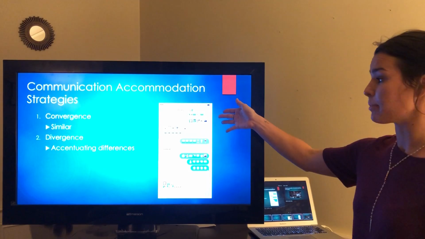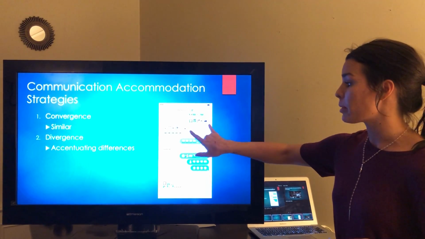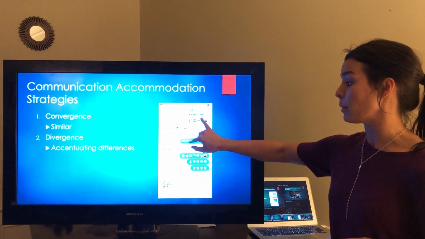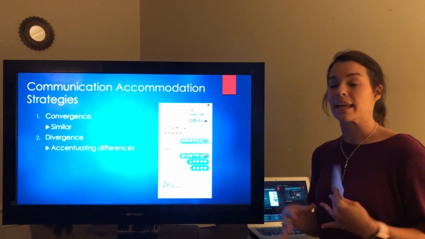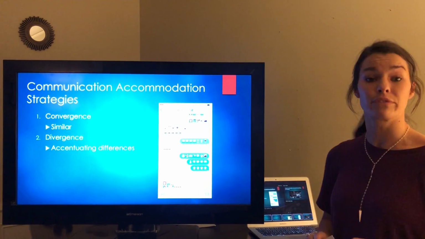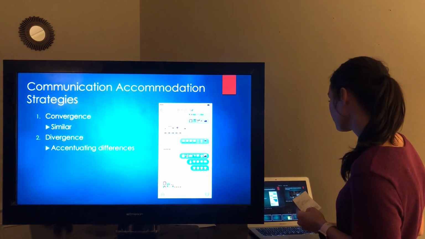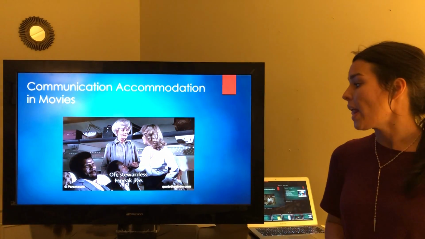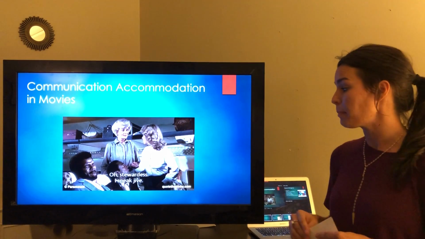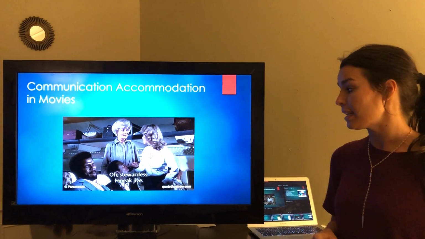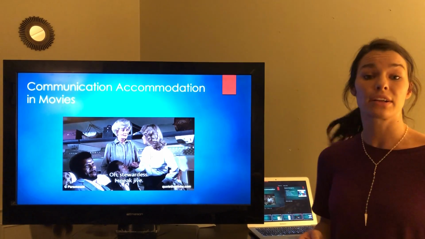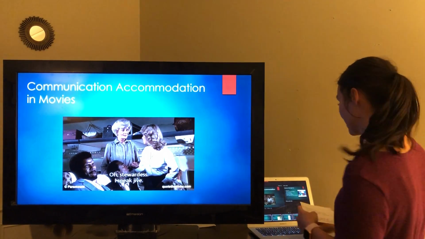This right here is an example of convergence. The 2 people are speaking back and forth in emojis, so that way they're using the same type of communication and language, and that's an example of convergence. Here I have a little short clip from the movie Airplane! in 1980, and I'll go ahead and explain it after I show it to you.